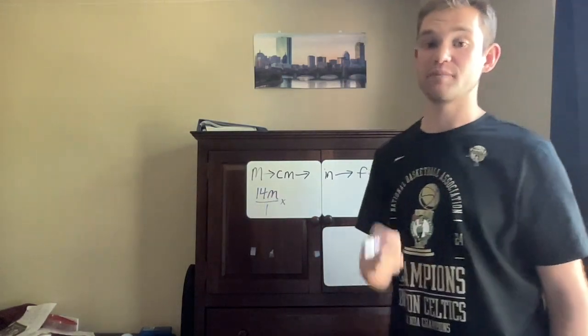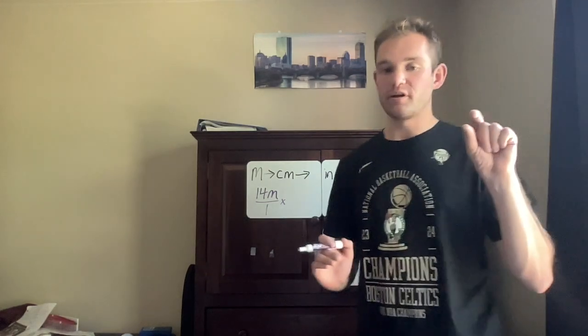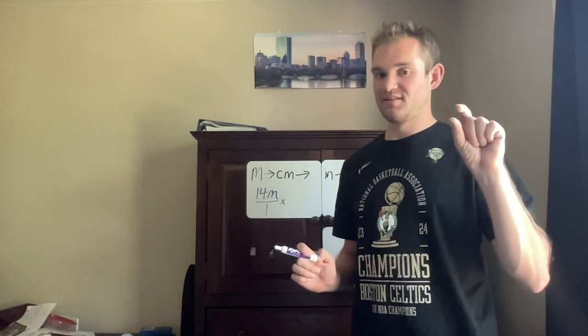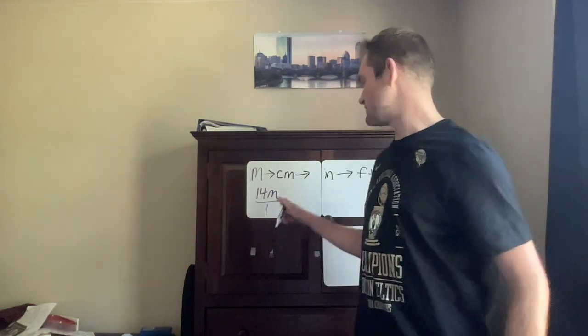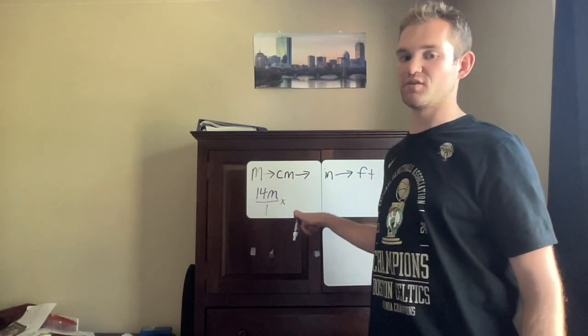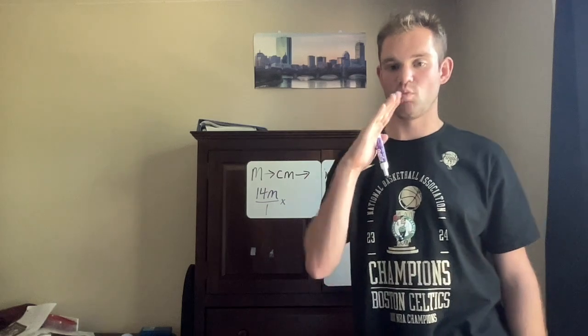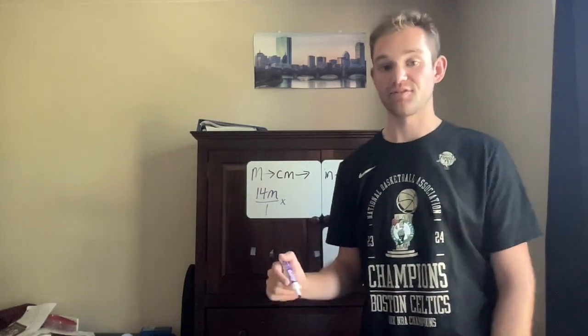We're going to get rid of meters. Anytime you want to get rid of a unit, you've got to put it on the opposite top or bottom part from where it starts. So if I'm starting at the top with meters, I want to put meters on the bottom to cancel it out. Meters over meters is 1. Totally cancels out the unit.